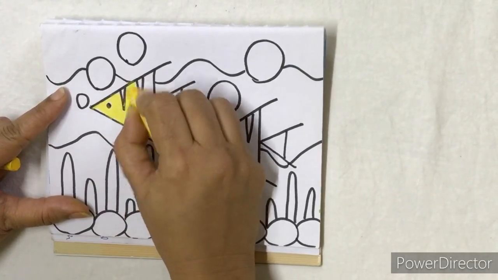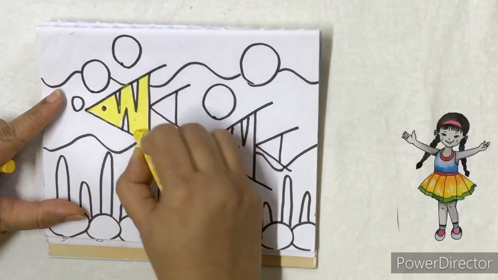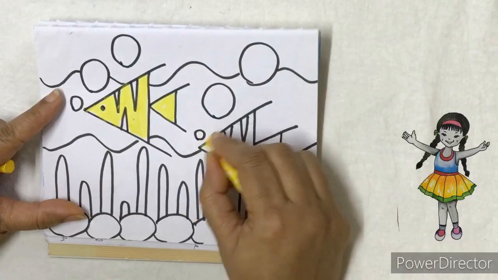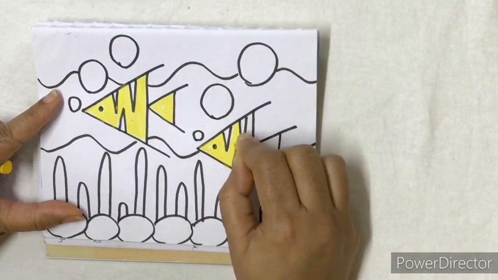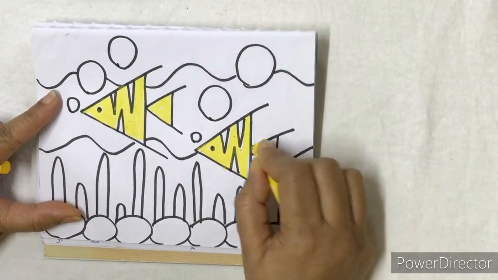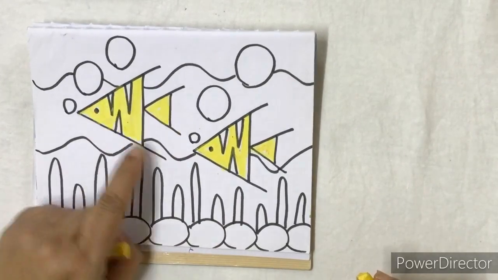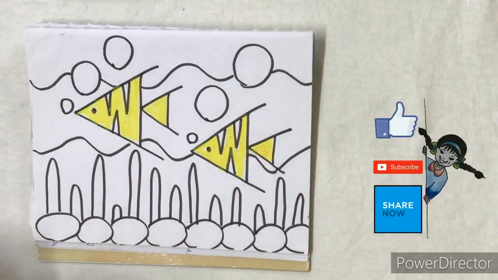You know why I'm coloring it yellow? Because these are tiger fishes. See, they have stripes like tigers. So I call them tiger fishes. So this is the tiger fish which we have colored yellow. We haven't colored anything here because this will be either black in color or you can use brown, whichever you wish. Okay, the fishes are done.